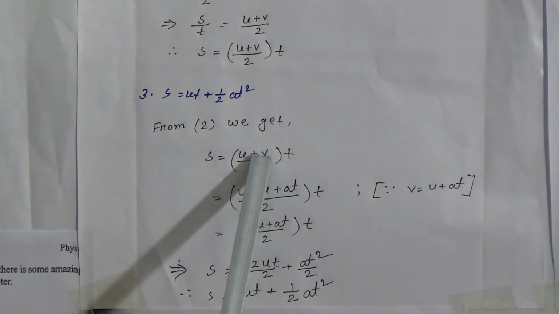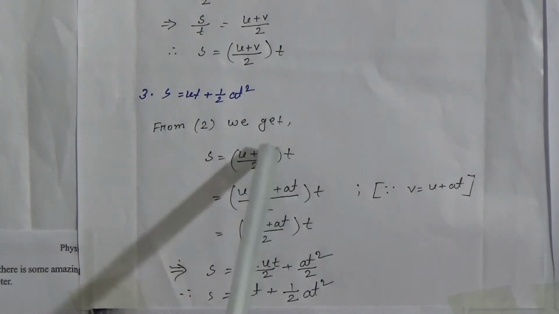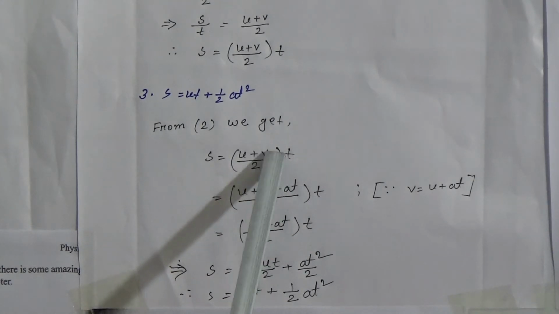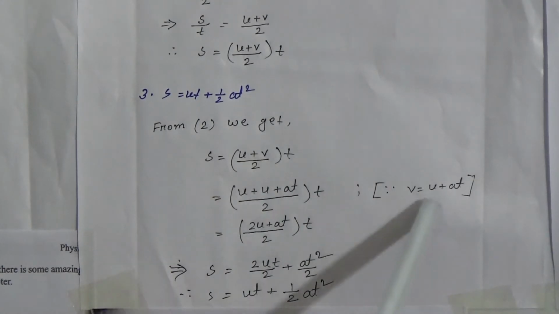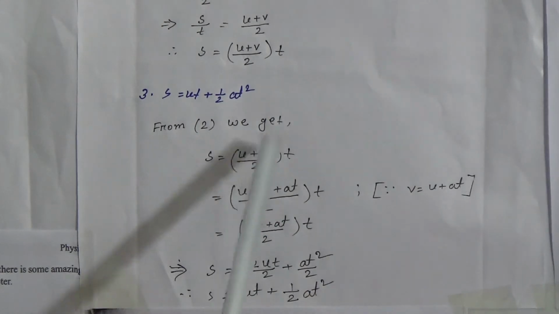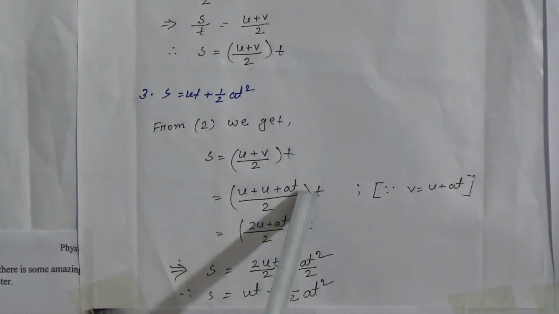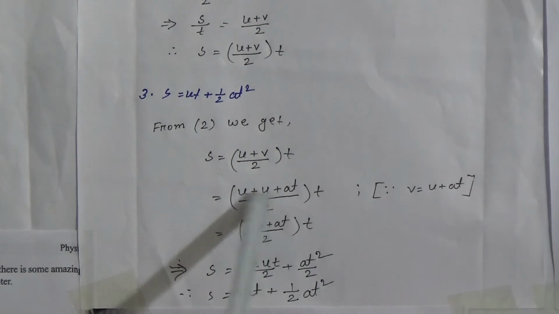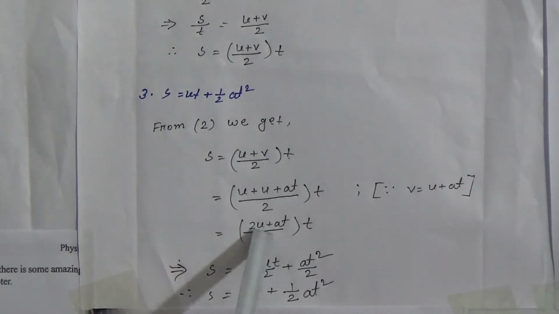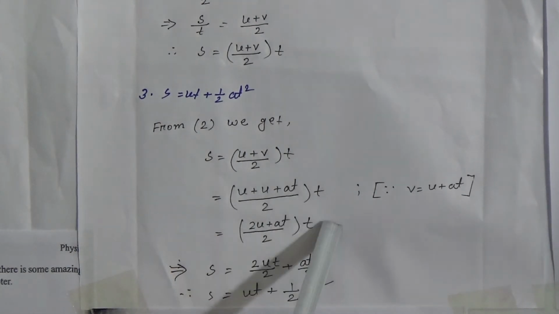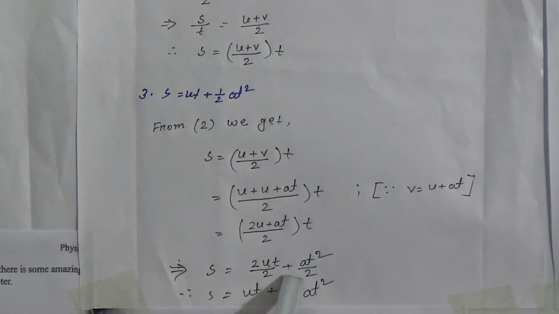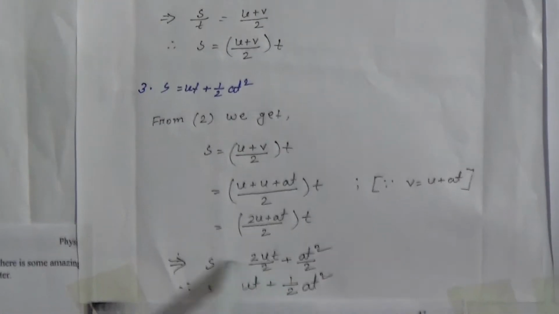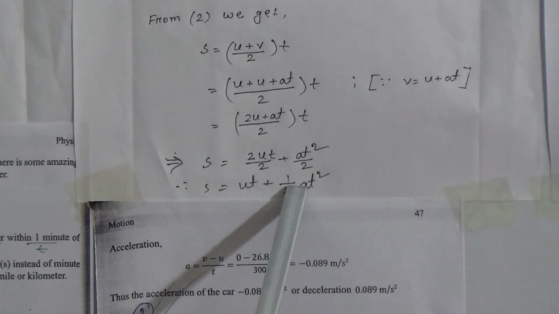We put here the value of v: v is u plus at. Then subtract 2u, and we get ut plus at by 2 multiplied by t. After calculating this, we get s equal to ut plus half at square. This is the third equation of motion.